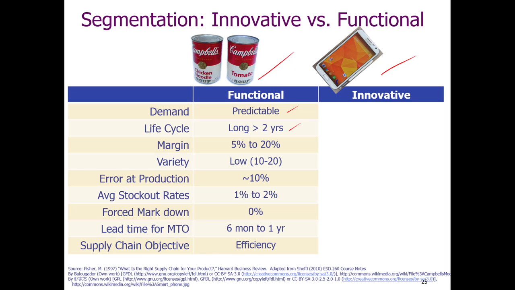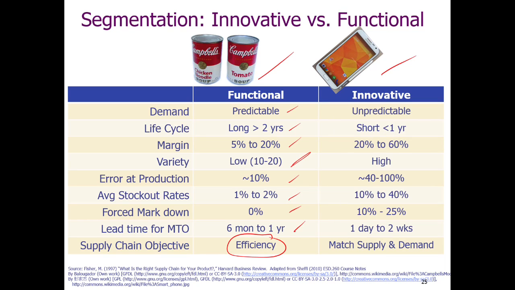You don't introduce that many new things. The margin is okay, 5 to 20%. Variety's not tremendous. Error production is pretty low. Stock out rates are relatively low because you've got predictable demand. Not going to mark down too much. And so the lead time for make to order is about 6 months to a year. So what you focus on here, the objective then, is to be efficient. You want to be very efficient in delivering functional items through your supply chain.